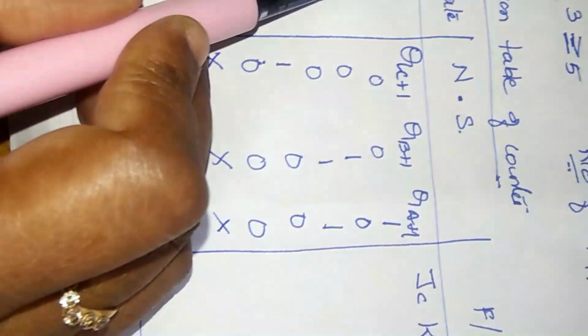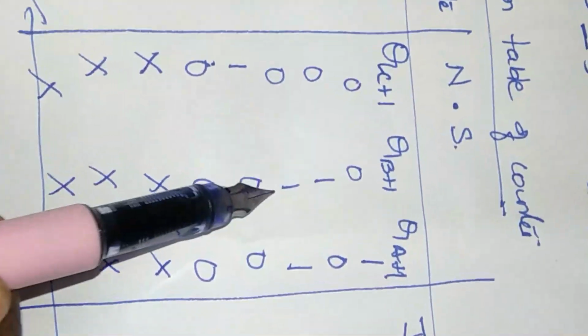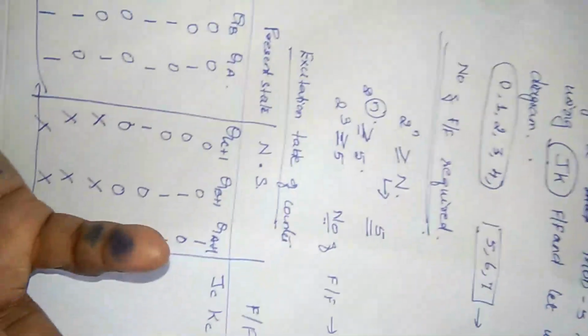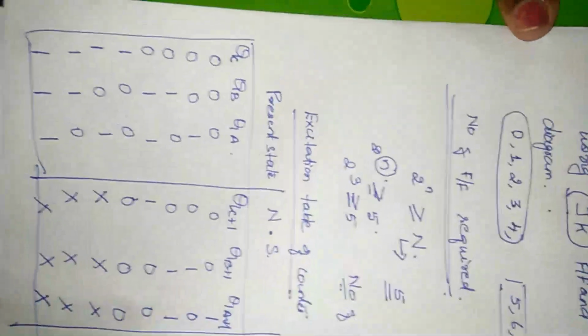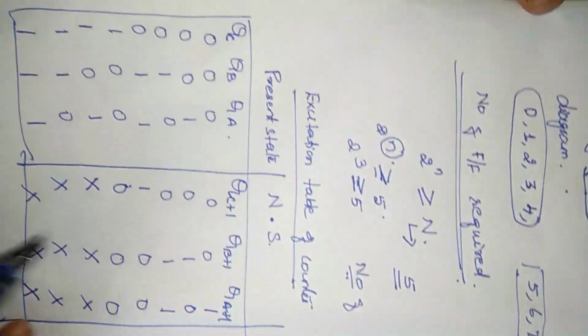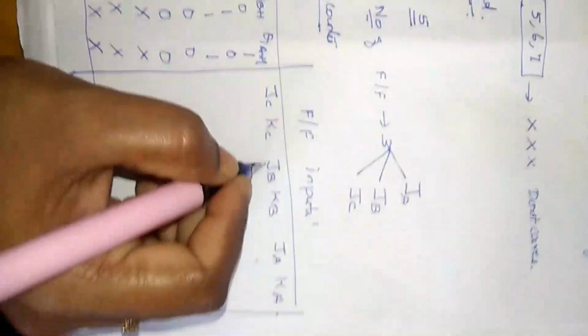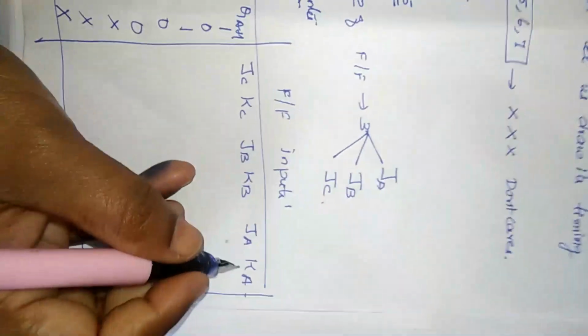So the counting process is 0, 1, 2, 3, 4. 0, 1, 2, 3, 4. So when the 5th state is reached, it will start counting don't cares. Okay, now how do I fill this JCKC, JBKB and JAKA?